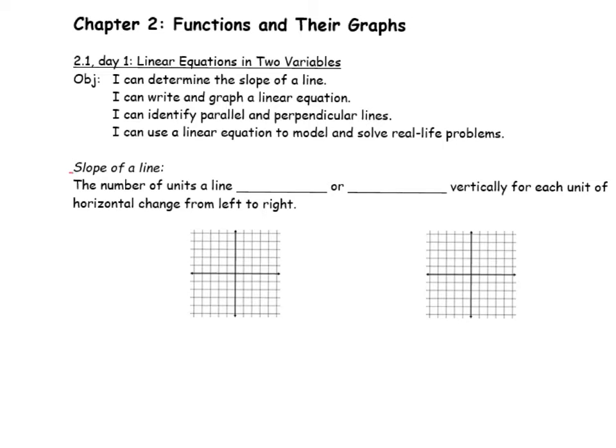Starting off with slope of a line, by definition, the slope of a line is simply the number of units a line rises or falls vertically for each unit of horizontal change from left to right. So that's going to be kind of a key in this chapter, anything from left to right. If a line rises from left to right, then it's going to increase like you're walking up a hill. So from left to right, the line goes up.